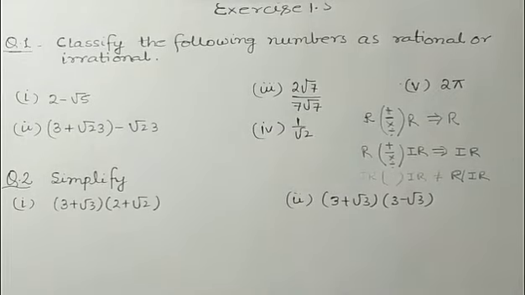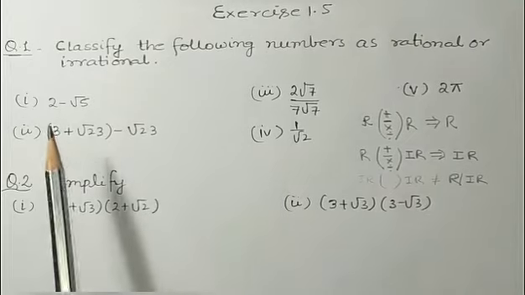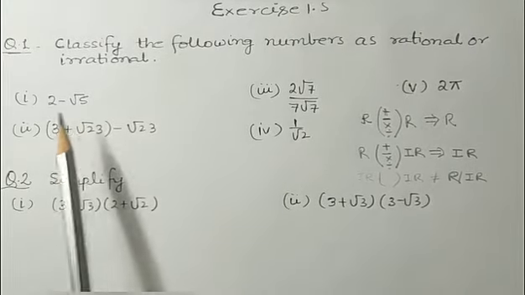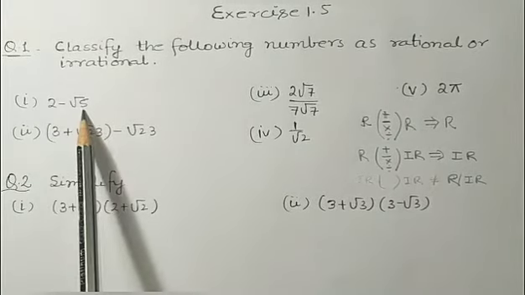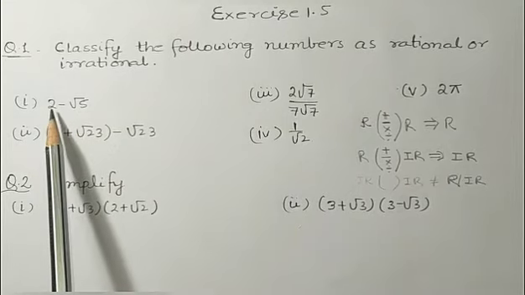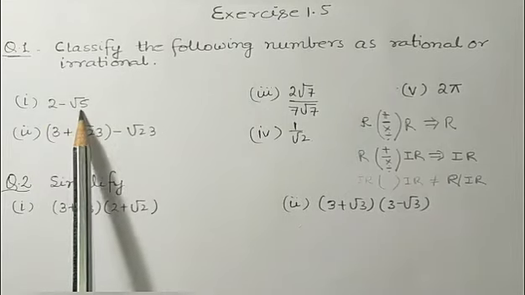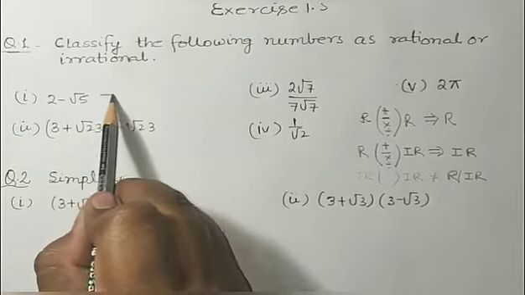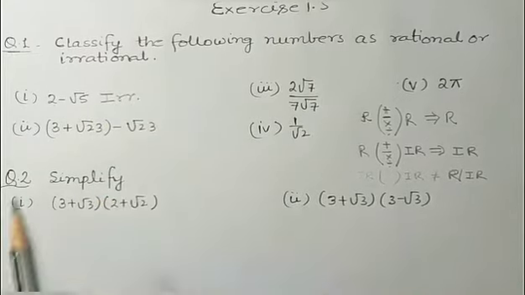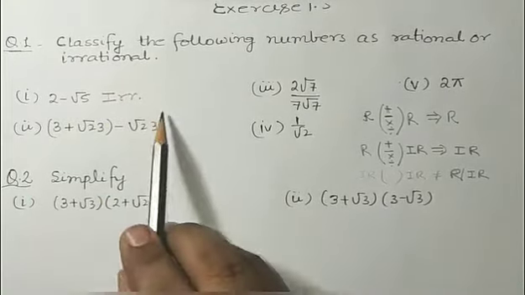So now our first part is 2 minus under root 5. 2 is rational, under root 5 is irrational. When a rational is operating with an irrational, your answer will be irrational. Okay, it will be irrational.